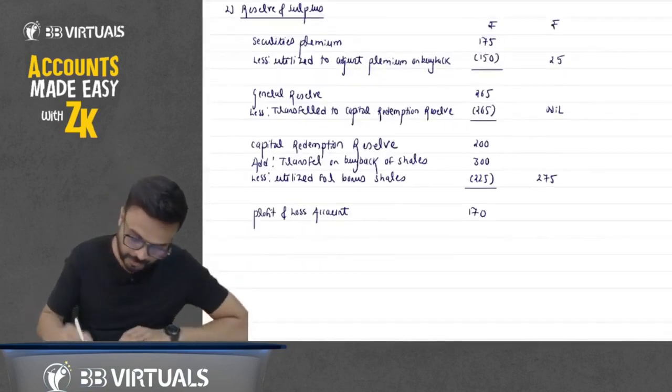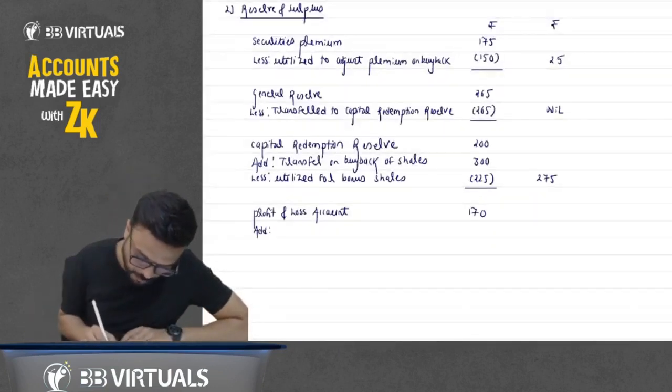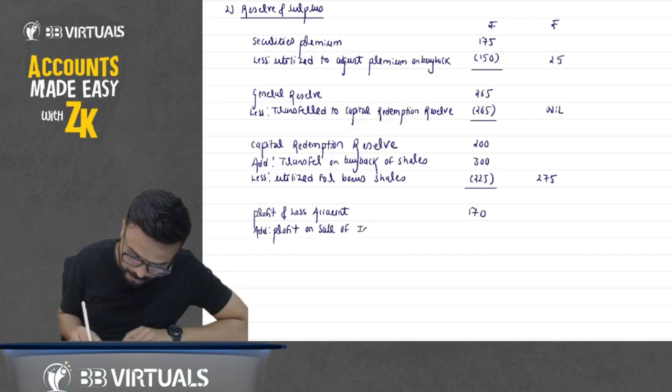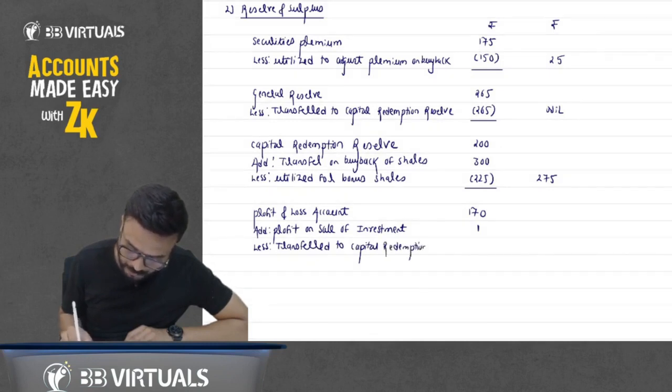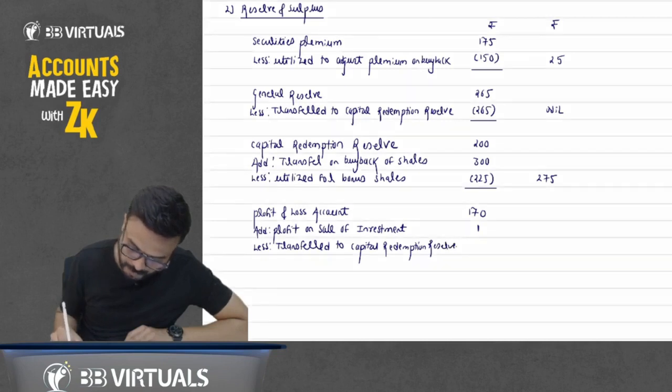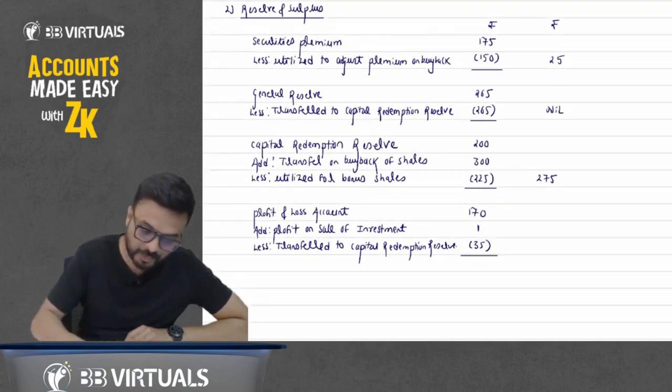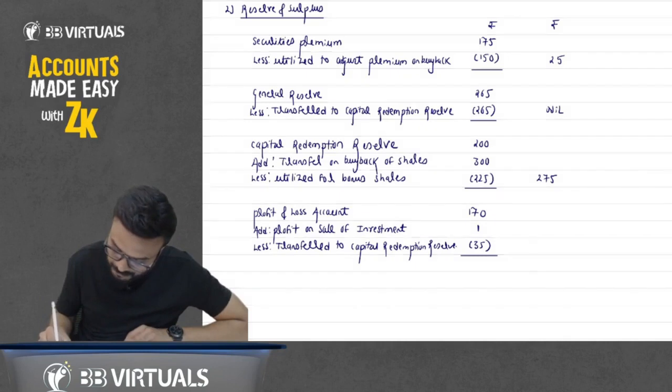So write it down here: add, profit on sale of investment. How much? 1. Less, transferred to capital redemption reserve. How much have you transferred? 35. So deduct. So 170 plus 1 minus 35 comes to 136. Now do the total of reserve and surplus.